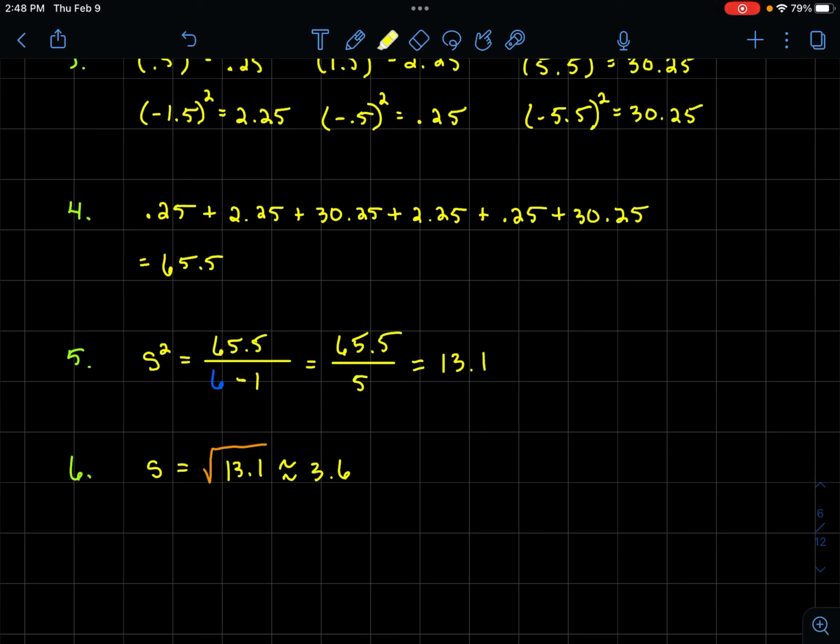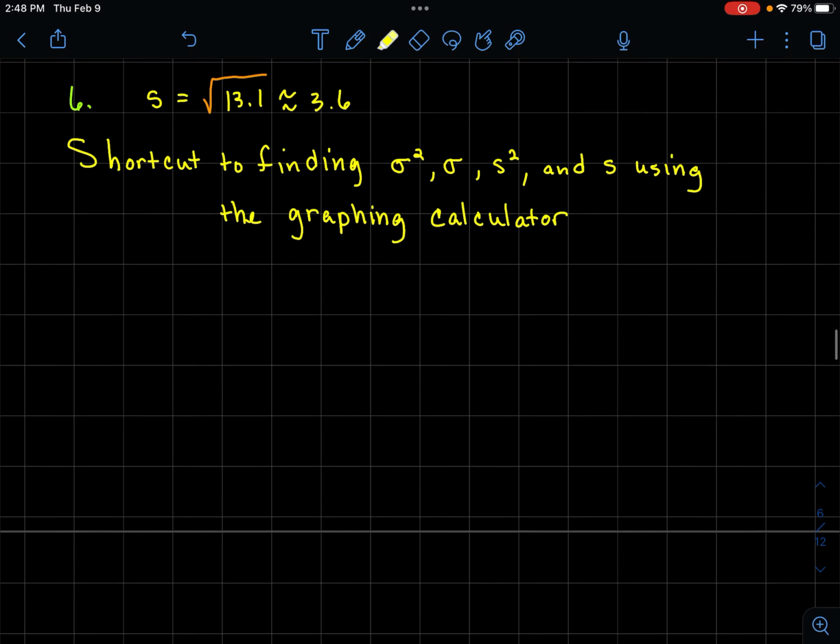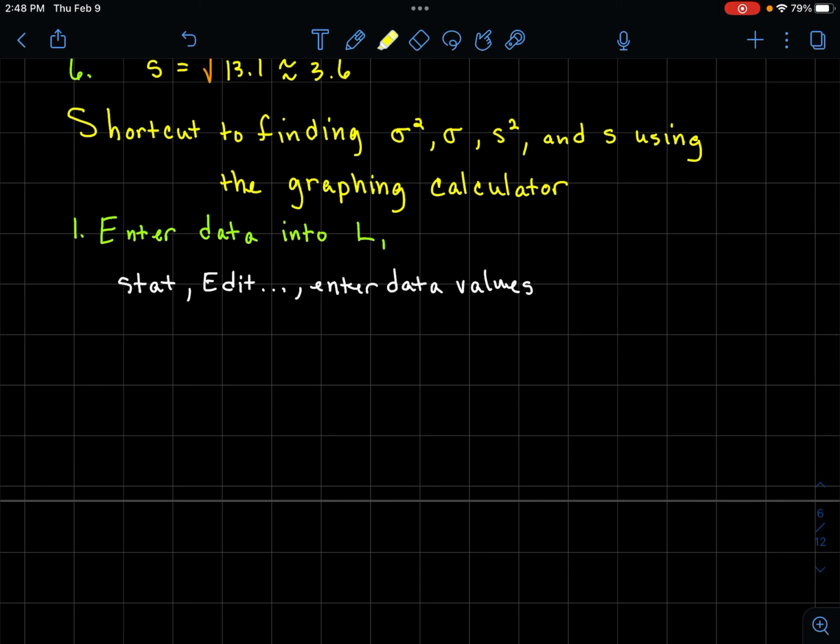What you can see then is that if we had hundreds of data points that we would use in our sample, this gets quite lengthy and pretty cumbersome. It's not a difficult process, but it takes a while. And this is where our graphing calculator is going to come in handy here. So we got some shortcuts that we can use here.